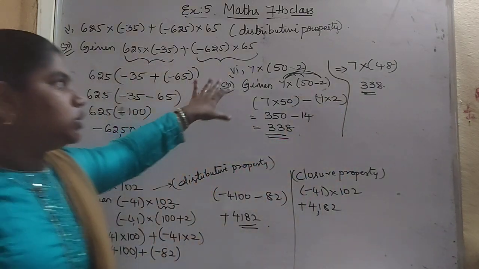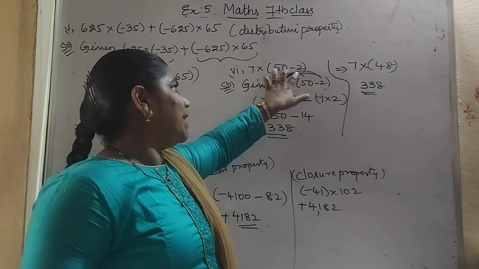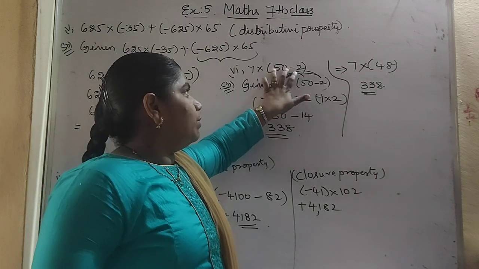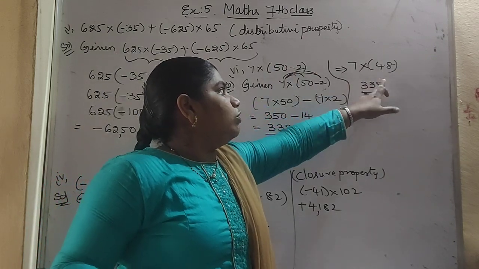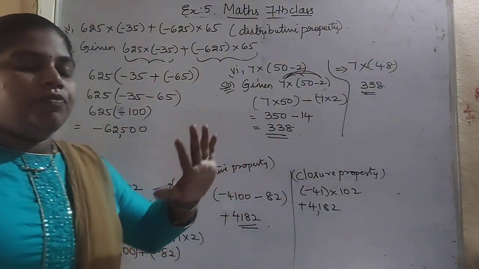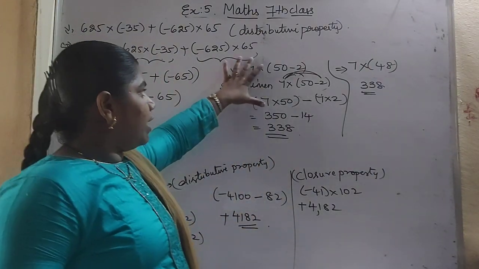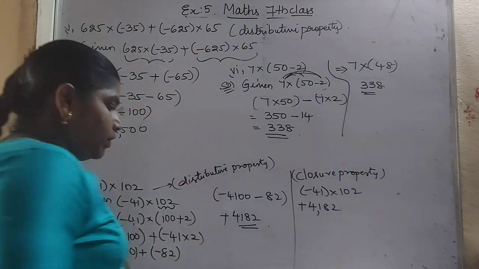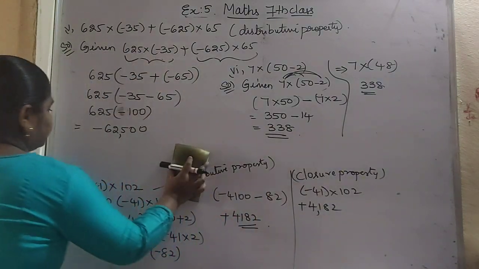This is by using the distributive property. This is a simple method, just subtracting 50 minus 2. 50 minus 2 is 48. 7 into 48 will be 338. So if they tell you to do it by using properties, I have taken the distributive property here. Okay, next one.